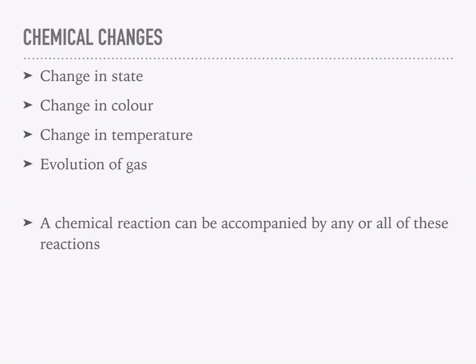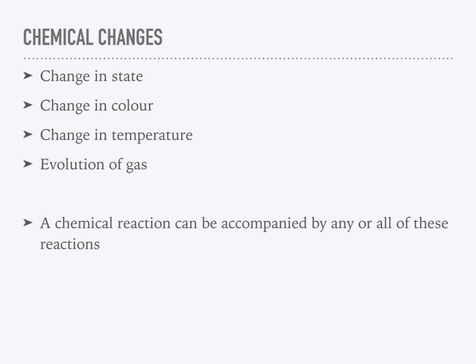Before proceeding, first we have to know some basic things. Those are chemical changes. In chemical changes, we have change in state, change in color, change in temperature, and evolution of gas. For change in state, we can take the example of a candle. Before burning, the wax present in the candle is in solid state, and after burning, it turns into liquid.